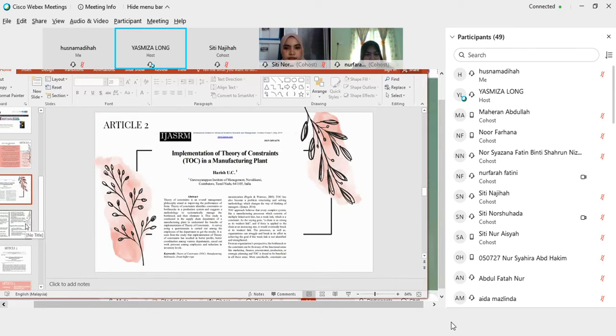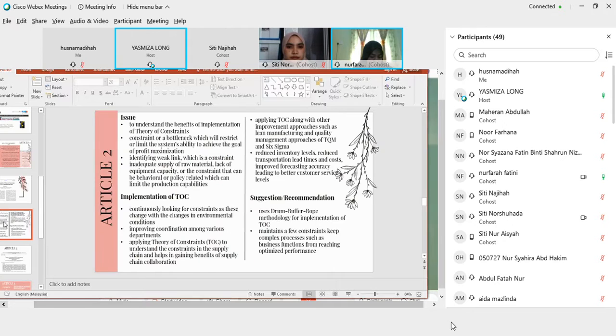I'm Farah Fatini and my friend Siti Nur Syuhada. We are going to present about Article 2, which is implementation of theory of constraint in manufacturing plant. So this study is conducted in the supply chain department of a manufacturing plant to understand the benefit of implementation of theory of constraint. A survey using a questionnaire is carried out among the employees of the department to get the results.